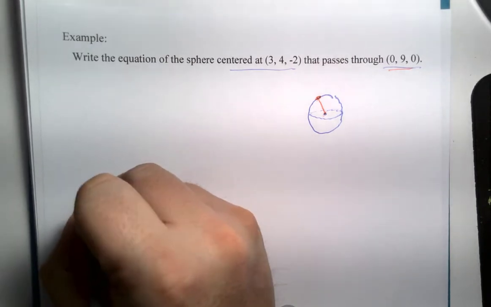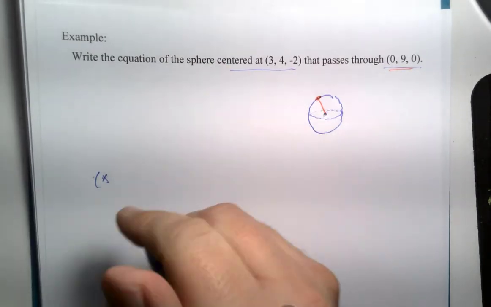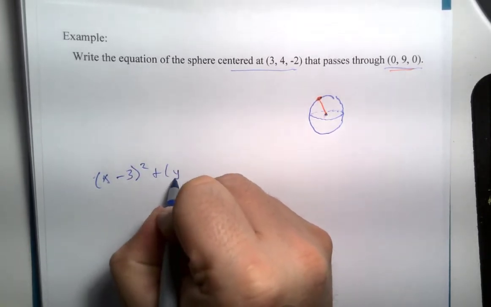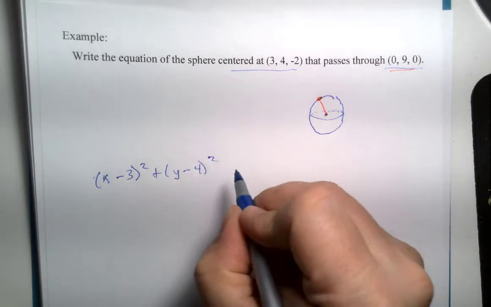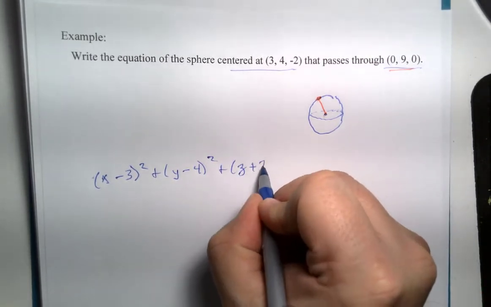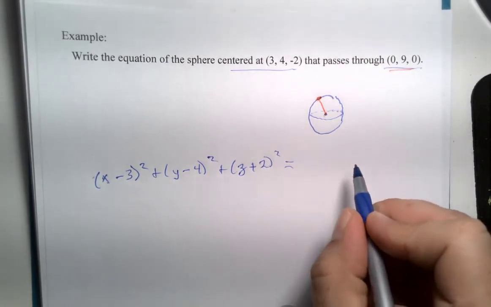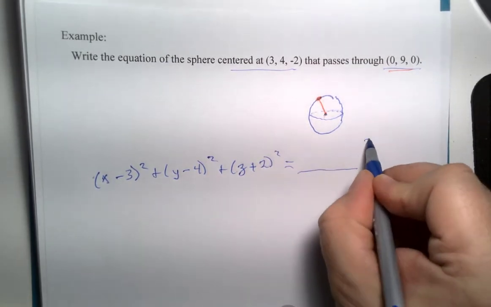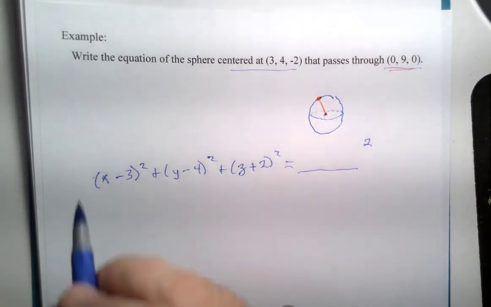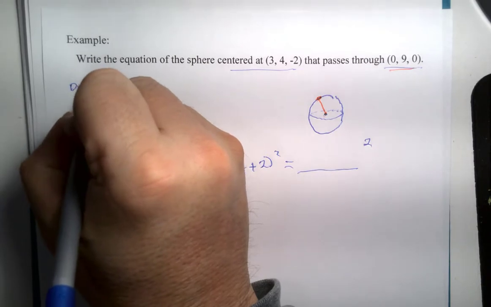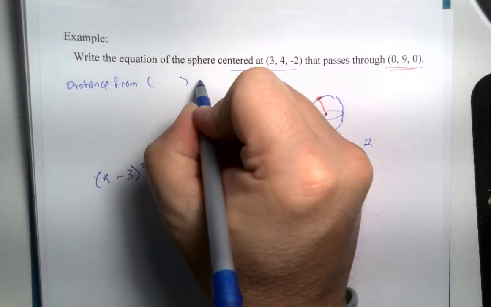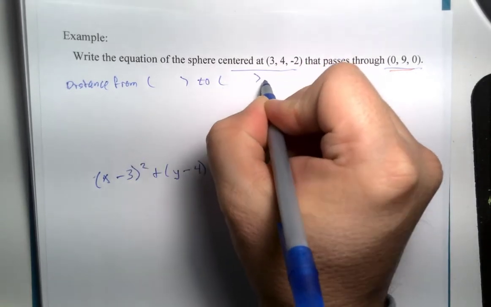So, x minus 3 quantity squared plus y minus 4 quantity squared plus z minus a negative 2, which should be z plus 2 quantity squared equals, oh, I need to have my radius squared, don't I? Well, the radius is nothing more than the distance from the first point to the second point.